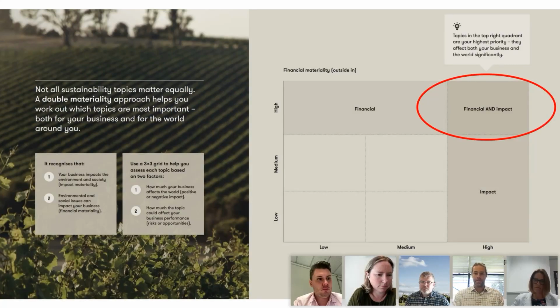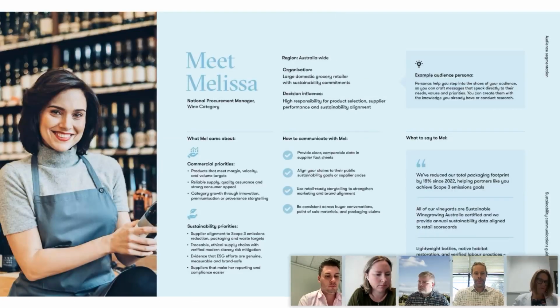If you're exporting wine, it may also impact your customer or your retailer. So you need to have a good understanding of what these requirements are. And this is all captured through the sustainability reporting guides, which after this webinar, there'll be an email sent out and there'll be a link to that resource. So please have a look at those guides.